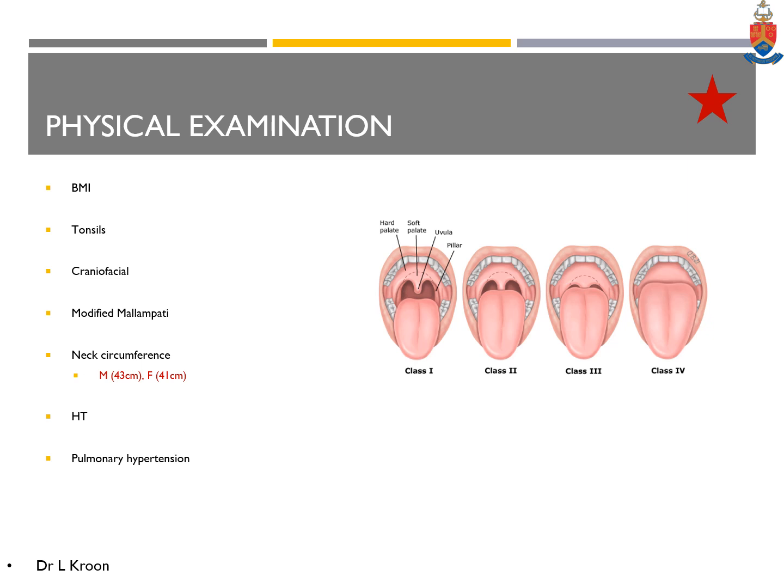You can also use the modified Mallampati score, knowing that as you progress in the class of Mallampati, the risk of obstructive sleep apnea goes up. Also, looking for hypertension and pulmonary hypertension is important.